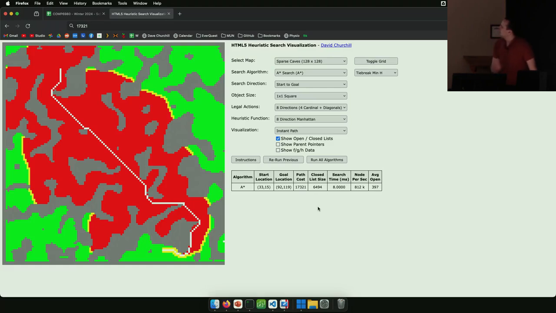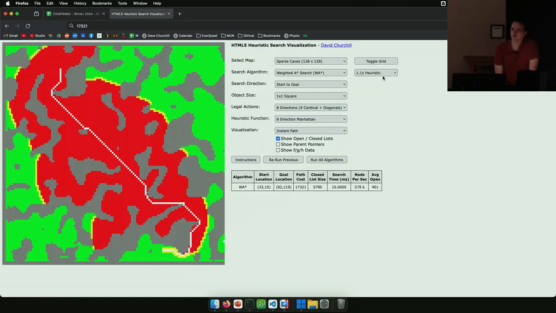Now, we're going to use weighted A star. Okay, weighted A star with a 1 times heuristic is obviously identical, right? It's the same algorithm because it's g of n plus h of n. Let's gradually increase the heuristic. Okay, we've searched fewer nodes and we got the same path cost.